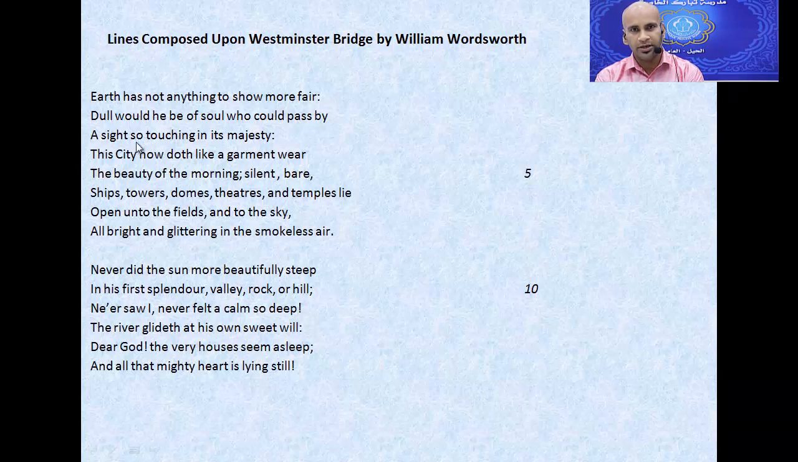Now read the next two lines. They are even more beautiful. Dull would he be of soul who could pass by a sight so touching in its majesty. When you take the third line itself, you can even write 2 pages about the third line only. A sight so touching in its majesty. What does it mean? Dull would he be of soul who could pass by.